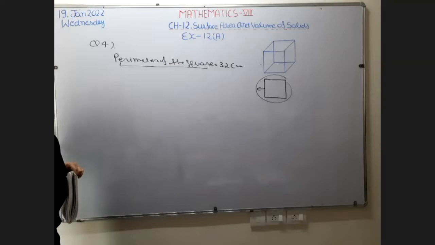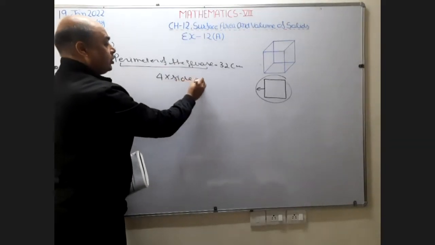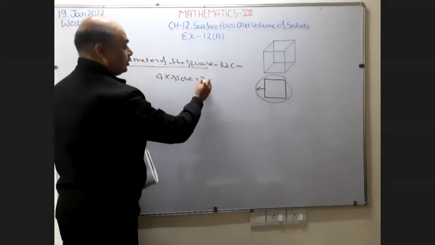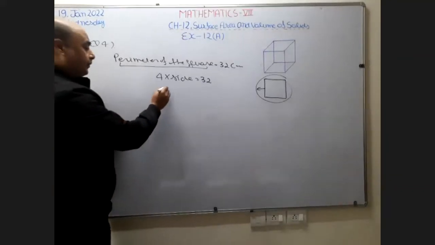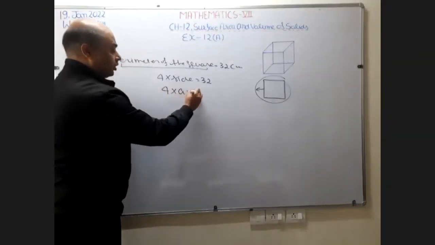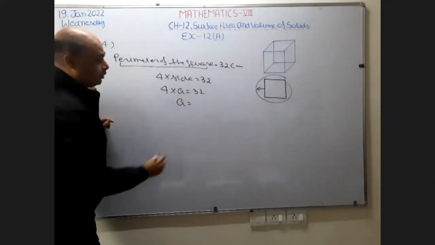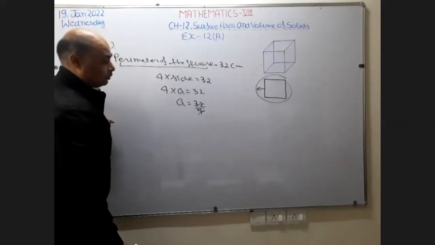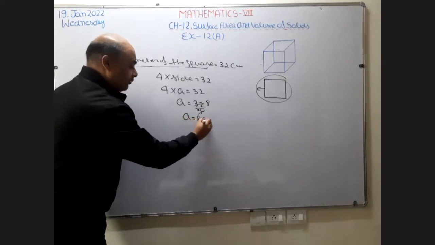Sir, 4 into side. Or how you going to find the area of sphere? Side into side. Okay. Instead of side, can I write A? Yes, sir. Okay. Now tell what is the value of A. 32 divided by 4. Okay. Tell answer also. 8. Yes, sir. So side become 8 centimeter.